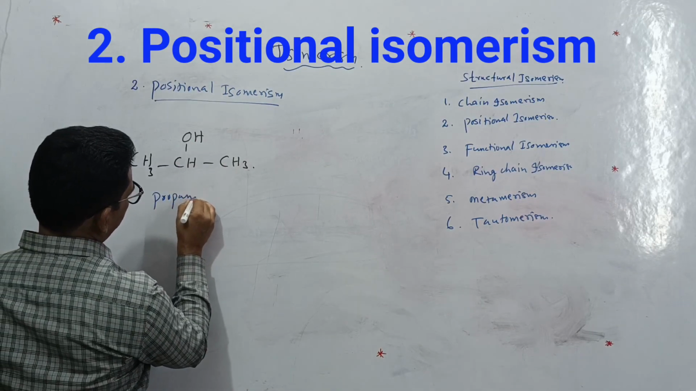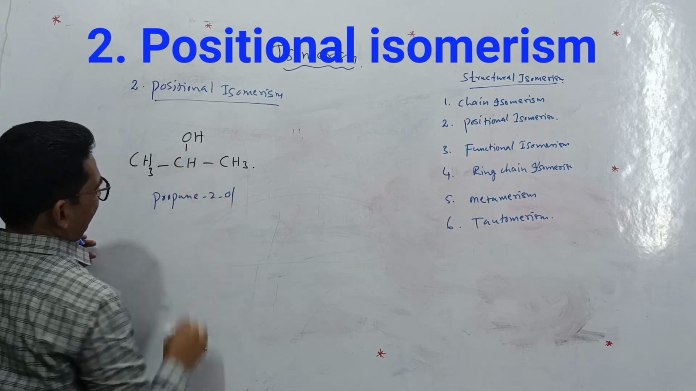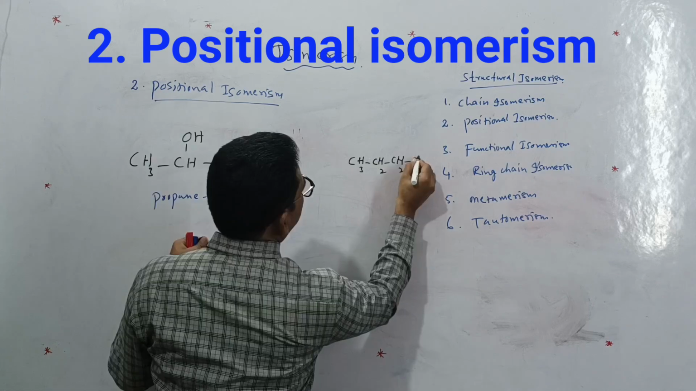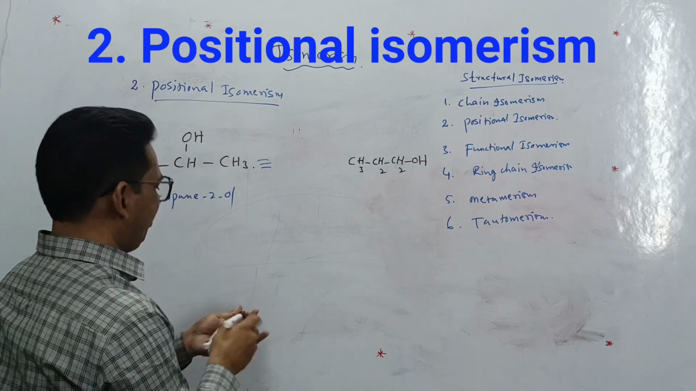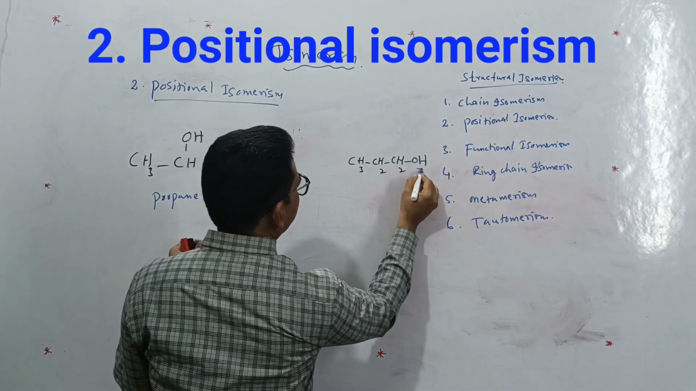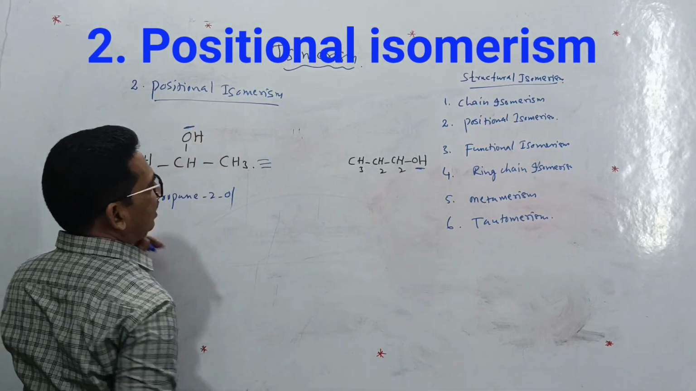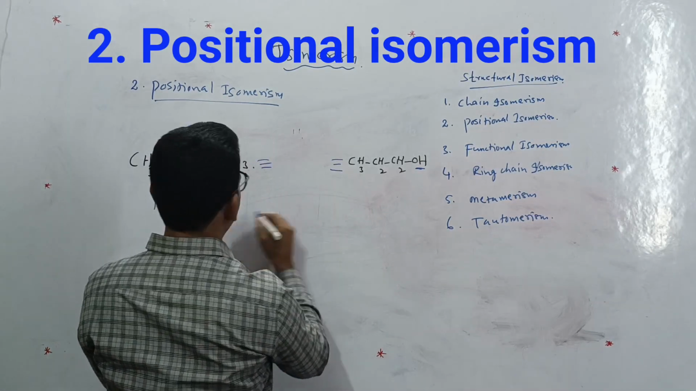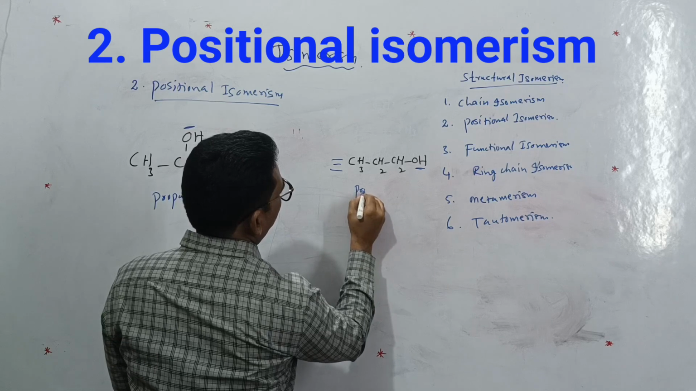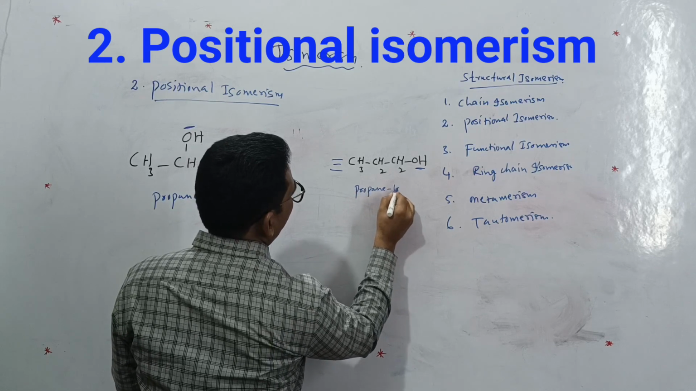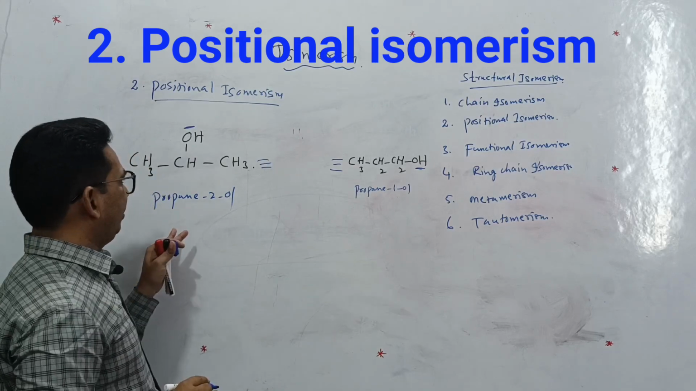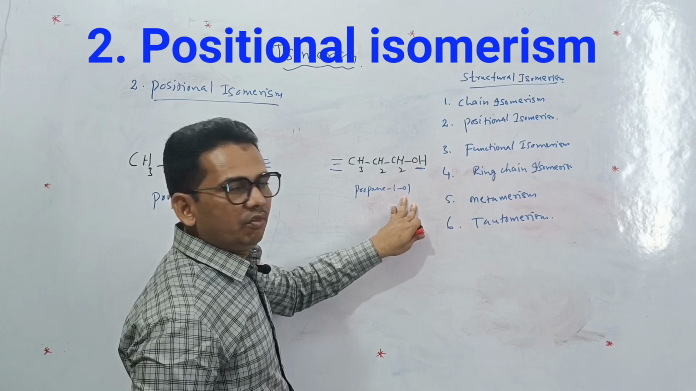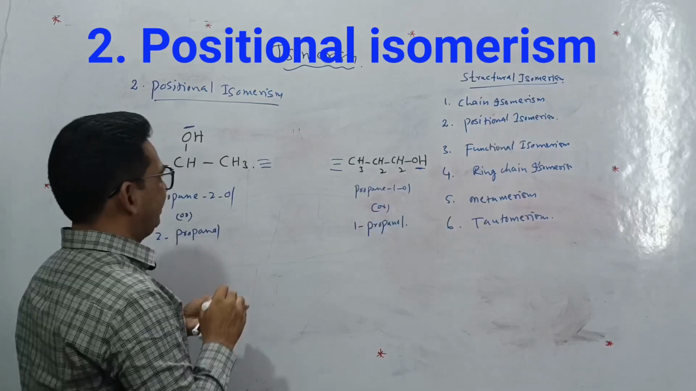The name for this one is propanol, because here is the alcoholic group. Here also it has the same functional group, the hydroxy group, the alcoholic group. This one is known as propan-1-ol, or you can call it 1-propanol, and the other 2-propanol. See the difference.